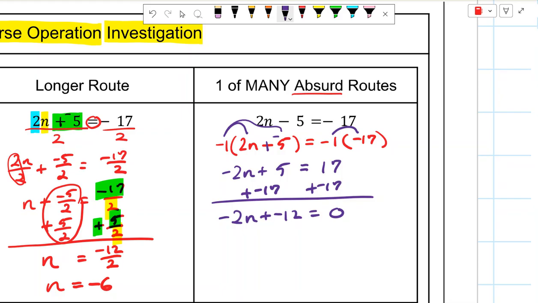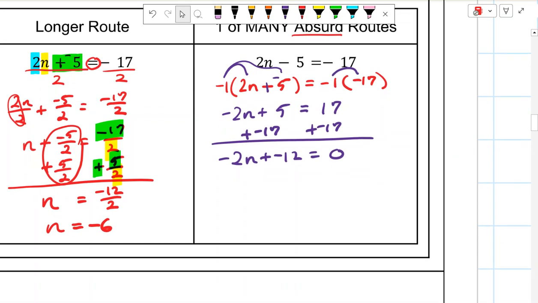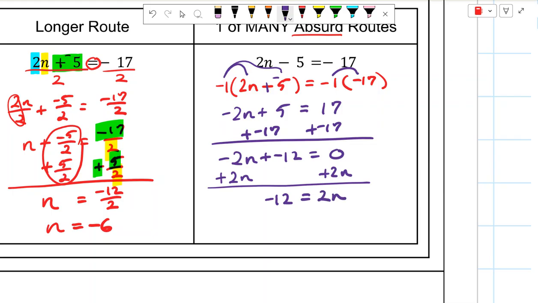Well, we're not getting any closer to the answer, but we are using the properties of equality. So let's move the negative 2n to the other side by adding a positive 2n to this side and a positive 2n to this side. Now we have some success here because we moved the 2n to the other side, and now it's positive because we added 2n to both sides. All right, now I'm going to divide by 2 on both sides. And I'm going to get n is equal to negative 12 over 2, and that is negative 6.